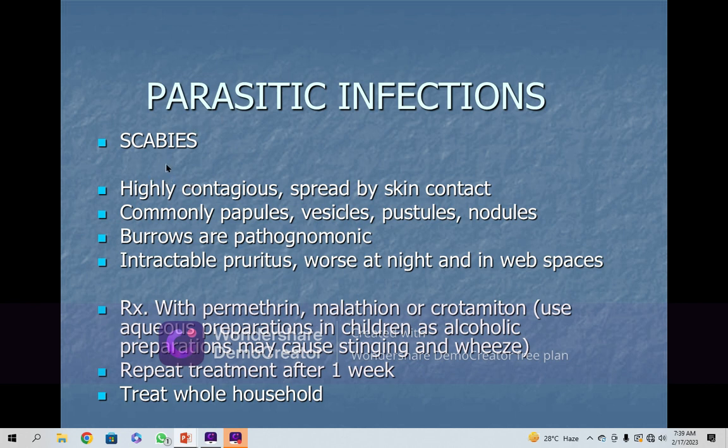Scabies is a very common infection. Highly contagious, spread by skin contact, commonly papules, vesicles, pustules, nodules. Burrows are characteristic, pathognomonic, they are the sine qua non of the disease.